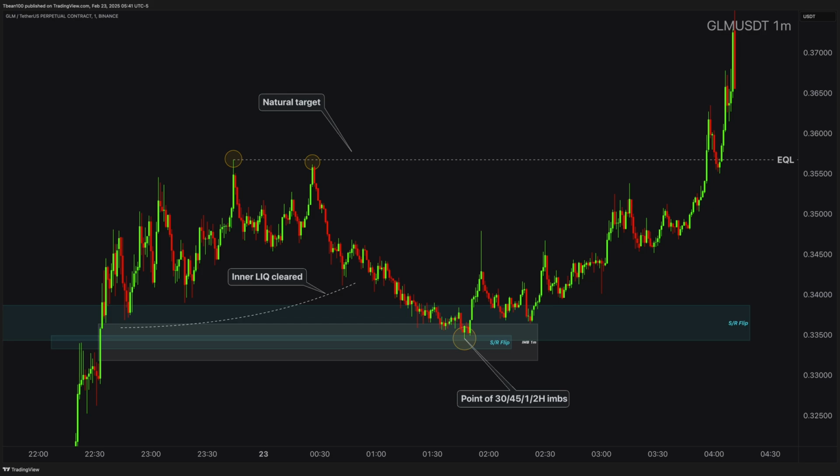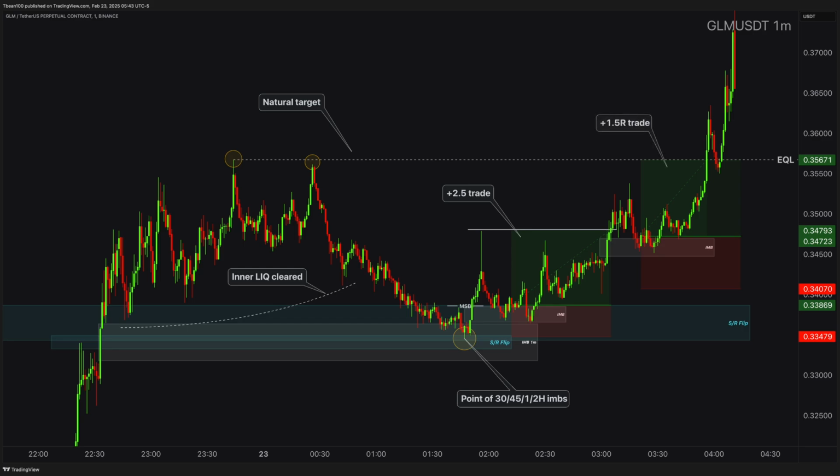Plus, what do we have here? Another small SR flip location in the 1-minute chart. So we have so many confluences to look for a trade right here at this point. Now the rest of the movement is simple price action with market structure breaks and breaks of structure, seeking these 2R or maybe 3R compact setups.